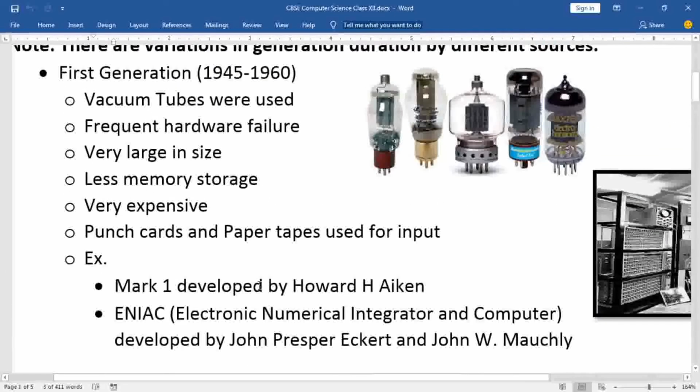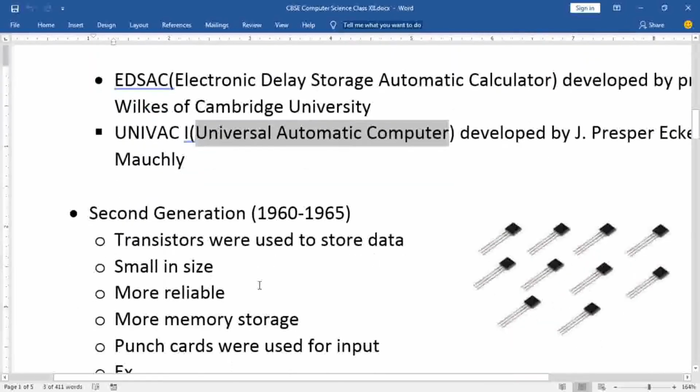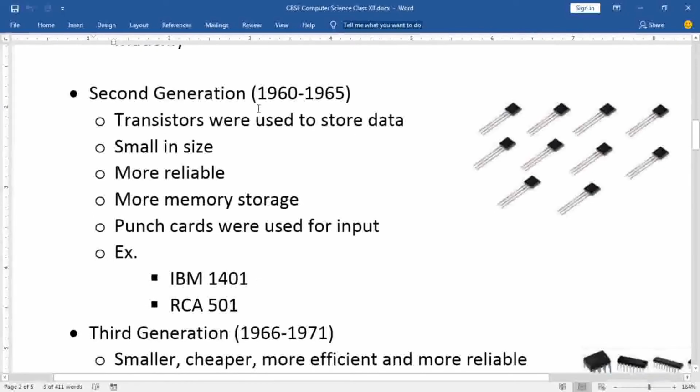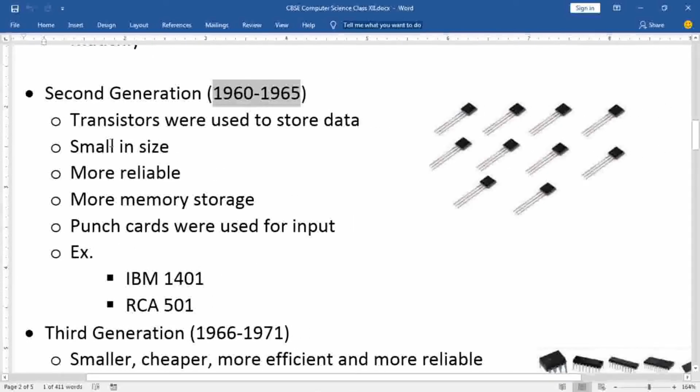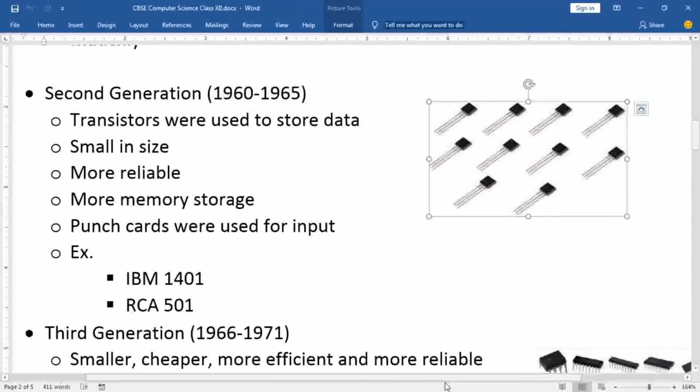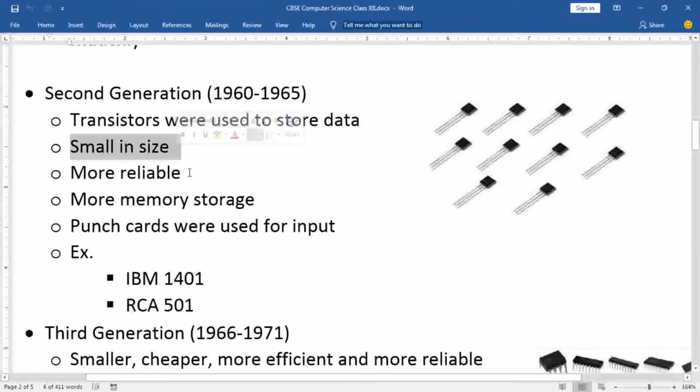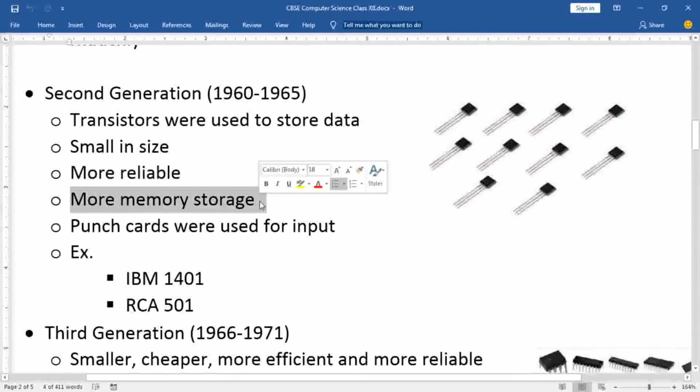Now next is the second generation computer. The duration mentioned here is 1960 to 1965. They were using transistors to store data. Here you can see transistors, I have pasted one picture. They were small in size compared to first generation computers. They were more reliable and had more memory storage compared to first generation computers. They were also using punch cards to take input from the user.